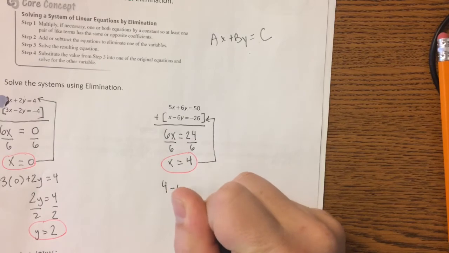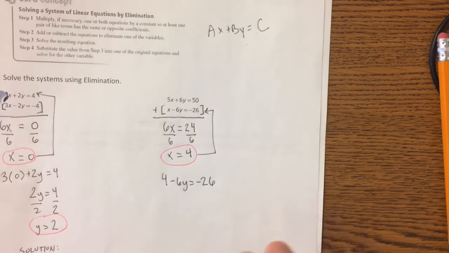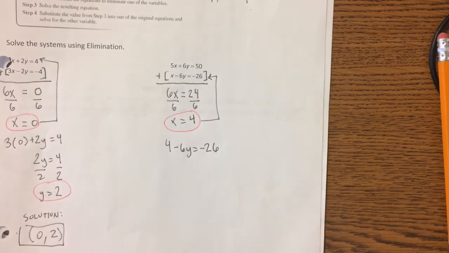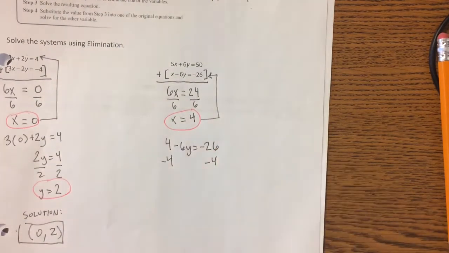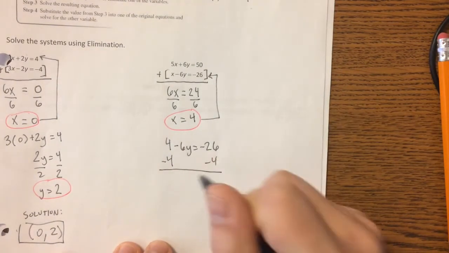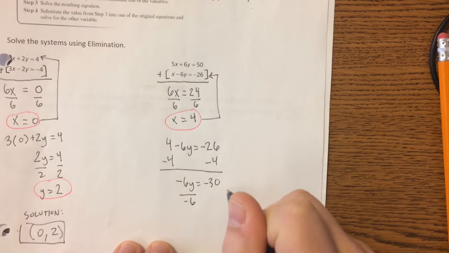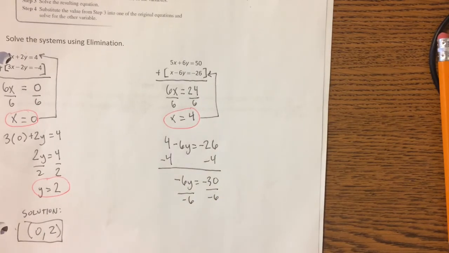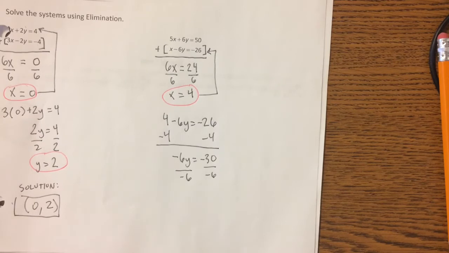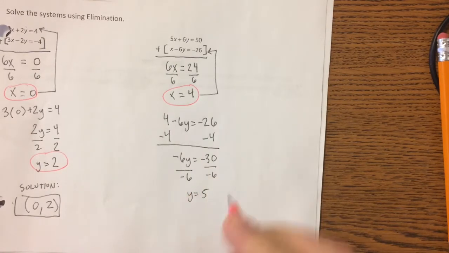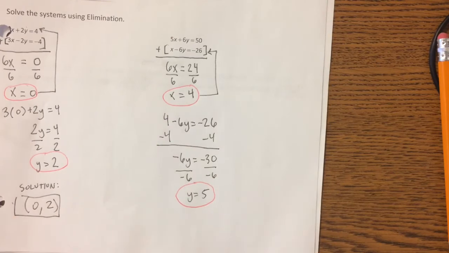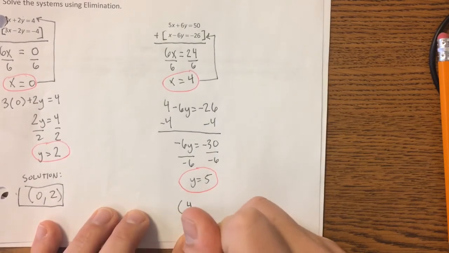So I've got 4 minus 6y equals negative 26. And so now I've got this two-step equation. This is the type of equation we solved in the very first unit. So we need to subtract 4 from both sides. And I get negative 6y equals negative 30. So what's y going to be? Divided by 6. 5. Yeah. Okay. So y is 5. We've got our x. We've got our y. And so my solution is going to be 4, 5.